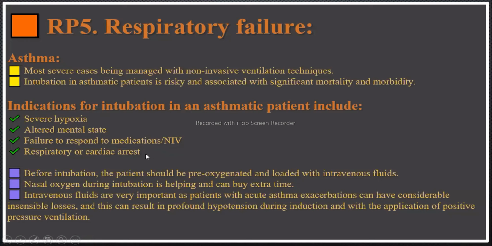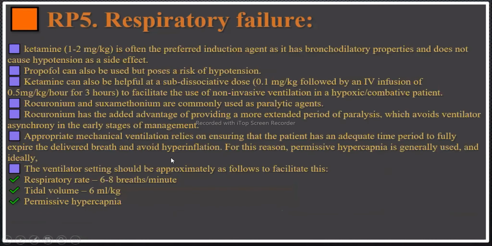So which anesthetic medication do you have to use, guys? Ketamine, okay. Ketamine, 1 to 2 milligram per kilogram. Propofol is not preferred because of the risk of hypotension. With ketamine, you can use a subdissociative dose, 0.1 milligram per kilogram, followed by IV infusion. Also, you can use rocuronium or succinylcholine as paralytic agents.